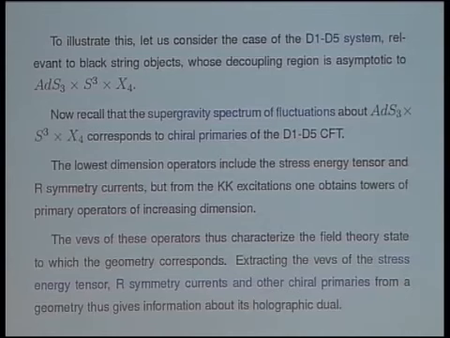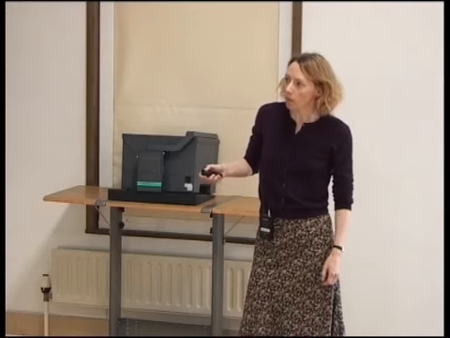So lowest dimension operators of this conformal field theory include the stress energy tensor and the R-symmetry currents. But from the Kaluza-Klein excitations on the sphere, one obtains towers of primary operators of increasing dimension. You increase the harmonic on the sphere, and then the dimension of the operator increases. So the VEVs of these operators thus characterize the field theory state to which the geometry corresponds. So if I give you the VEVs of the stress energy tensor, R-symmetry currents, and all these other chiral primaries, I'm going to get much more information about the holographic dual.